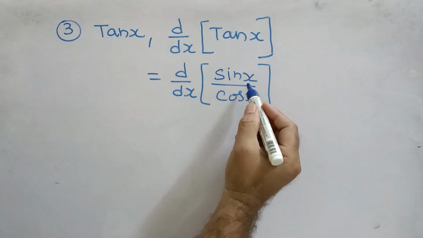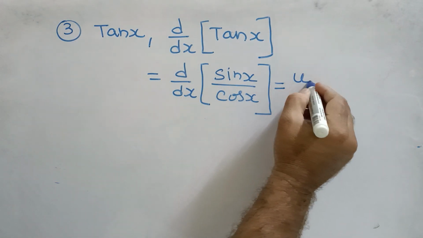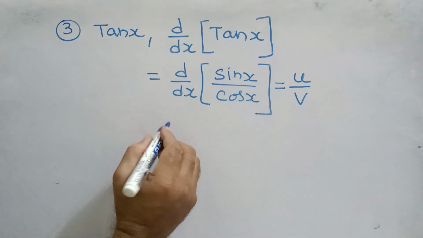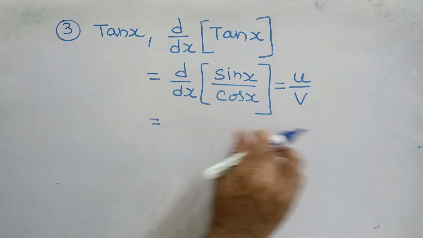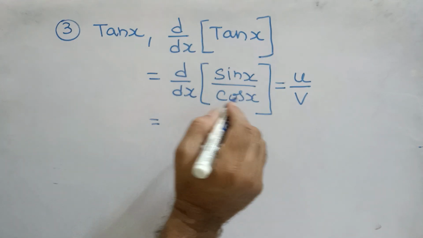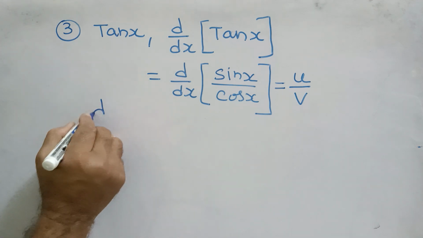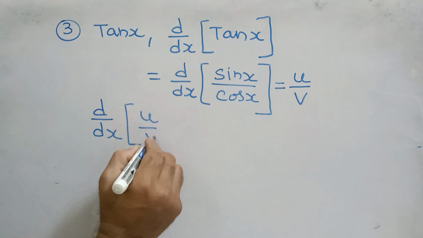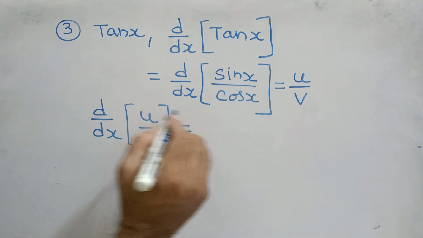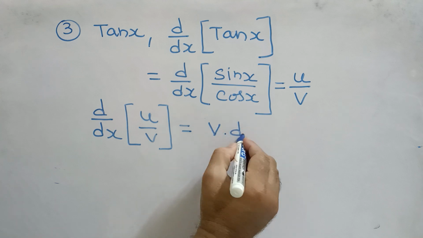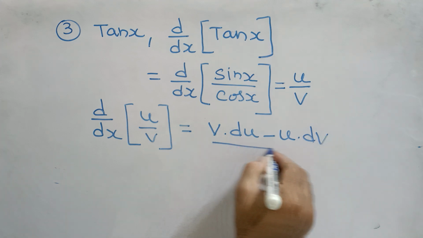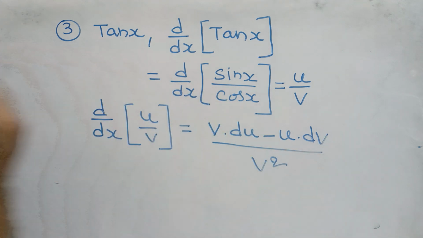Then it is in the form of u by v. Is it not? Consider this as u, this is v. If u by v is the form, what is the formula actually? You have to remember this. D by dx of u by v is nothing but, this is the general formula, v into du minus u into dv, by v square. This is the formula. You have to remember.